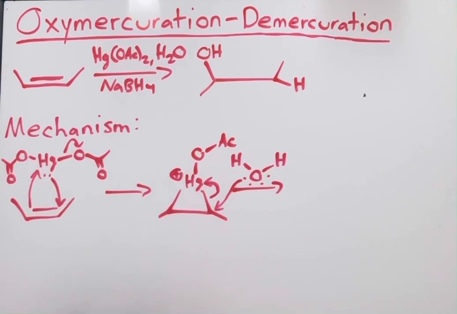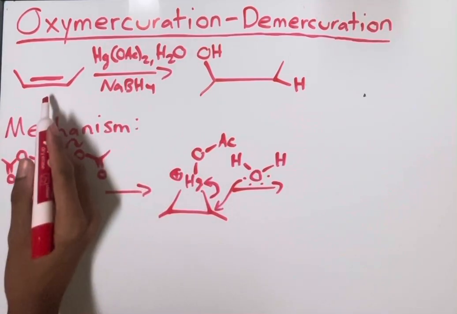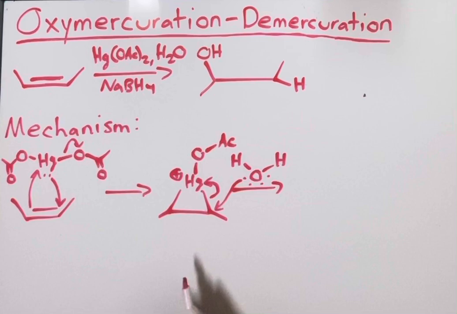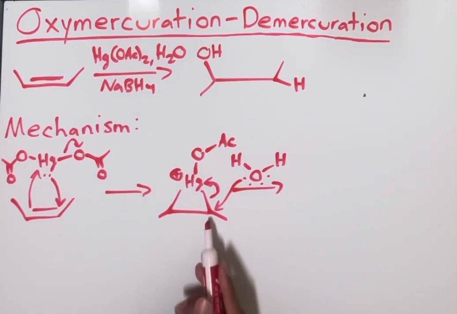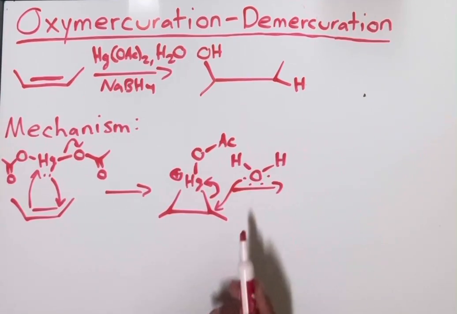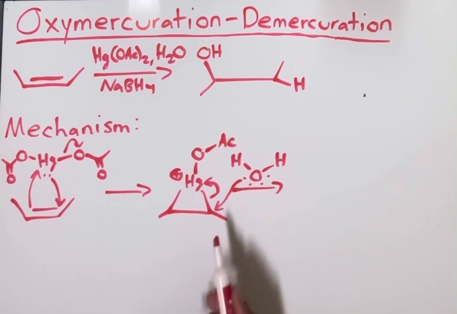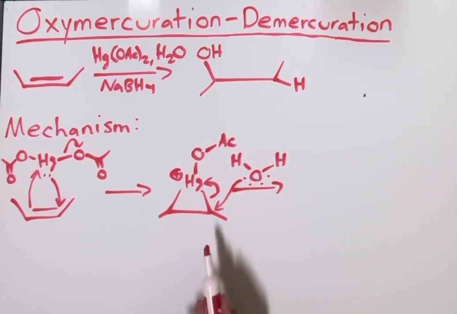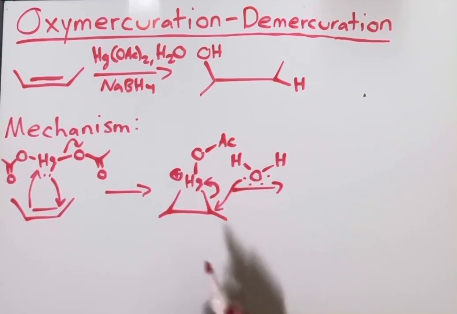Now, because this is a symmetrical molecule, as we see up here, it doesn't matter where it would attack. However, if this carbon had more than one methyl group, then it would for sure attack here because this is a Markovnikov reaction. Essentially what that means is our functional group has to be attached to the more substituted carbon for stability reasons.